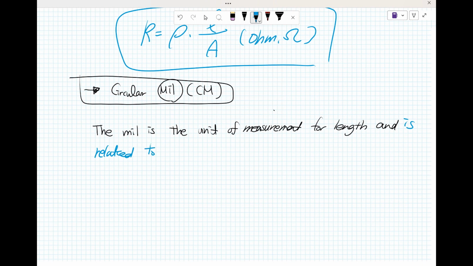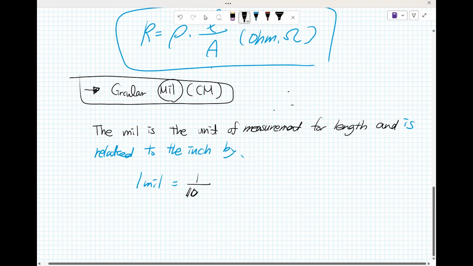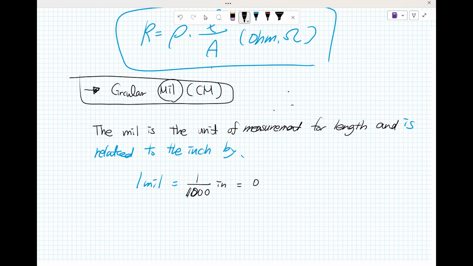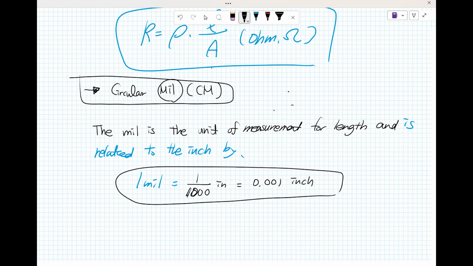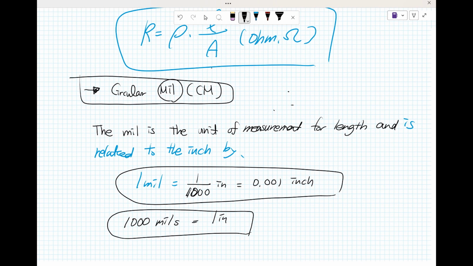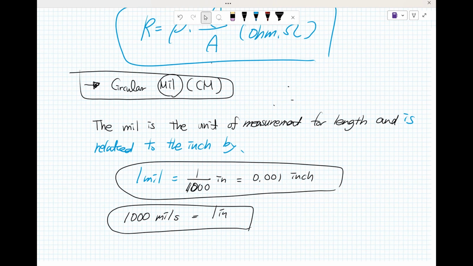One mil is 1 over 1,000 inch, so that means 0.001 inch. That means 1,000 mils is 1 inch. We have to know these equations for calculating resistance later.